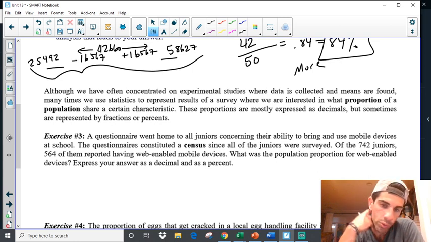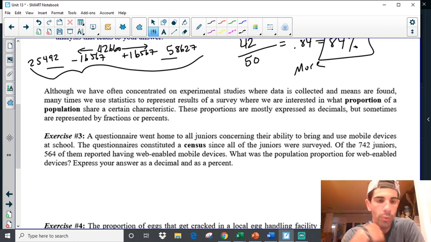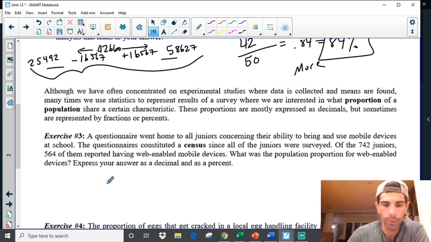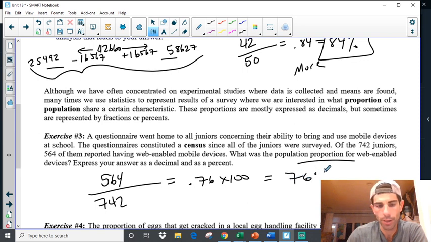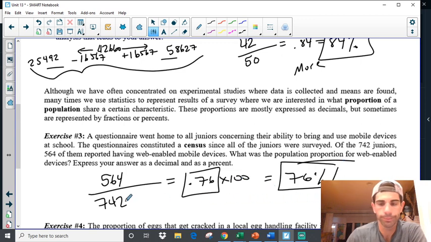So a questionnaire went home to all juniors concerning their ability to bring and use mobile devices at school. The questionnaire constituted a census since all of the juniors were surveyed. Of the 742 juniors, 564 of them reported having web-enabled mobile devices. What was the population proportion for web-enabled devices? Well, 564 said yes, because that's what you're asking for. 742 is your total. Divide those two numbers, multiply by 100, so it's 76%. So here's your decimal, here's your percent.